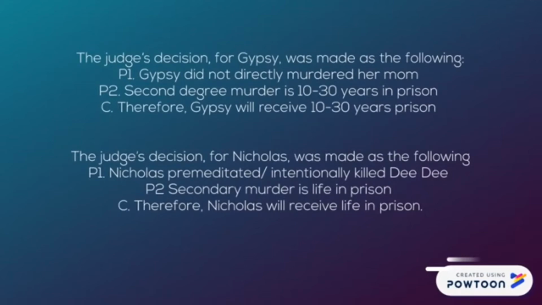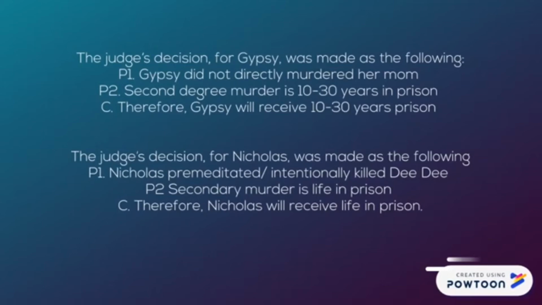Now, relating it back to Gypsy's case. The judge's decision for Gypsy was made as the following. Premise 1. Gypsy did not directly murder her mom. Premise 2. Second-degree murder is 10 to 30 years in prison. Conclusion. Therefore, Gypsy will receive 10 to 30 years in prison.